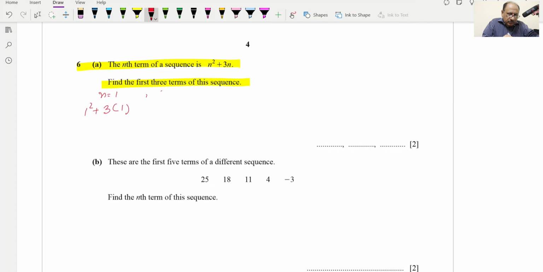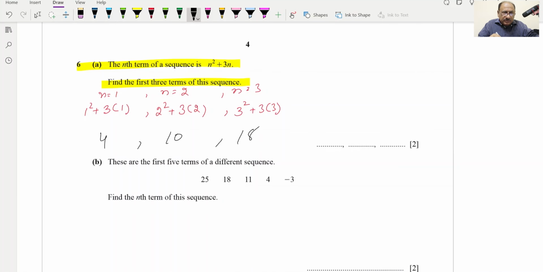And the second, if we replace n is equal to 2, we will get 2 squared plus 3 into 2. And when n is equal to 3, this will be 3 squared plus 3 into 3. And these terms will be what? 1 plus 3 will be 4, and 2 squared will be 4, 4 plus 6 will be 10, and 3 squared will be 9, 9 plus 9 will be 18. So our terms will be 4, 10 and 18.